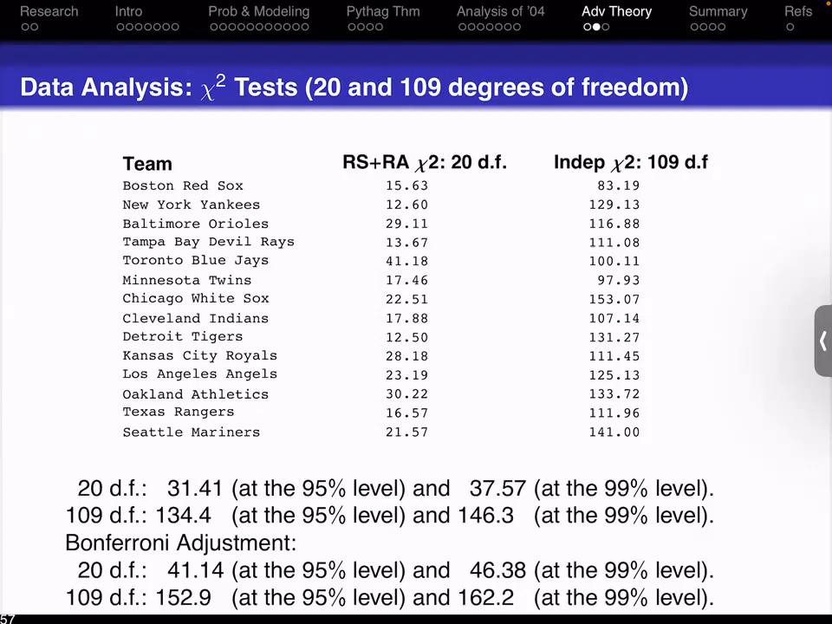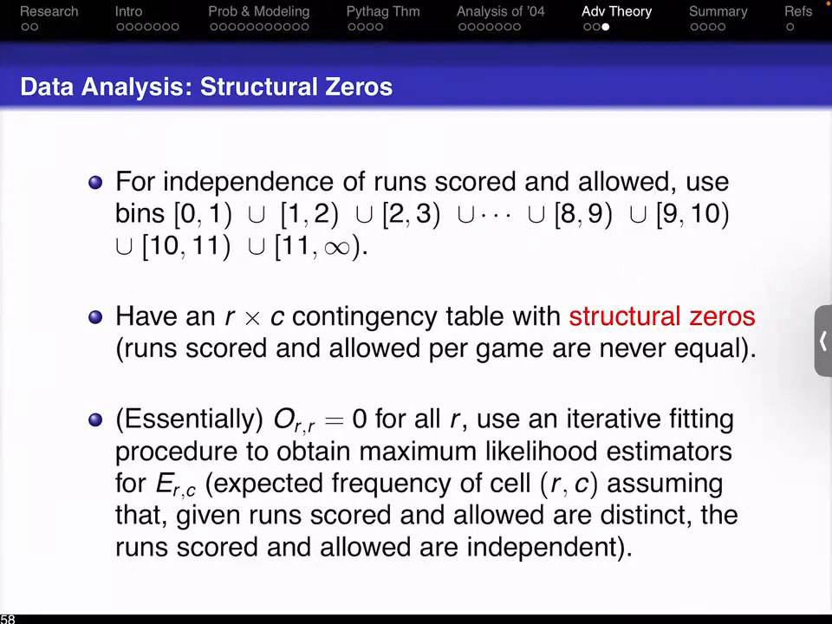So I talked a little bit about the structural zeros, about how we have to be careful when we're doing the tests that we can't have any scores being the same. And so when we're doing the comparisons, there are some complications for stuff like this.